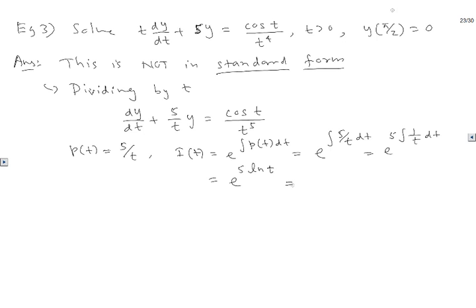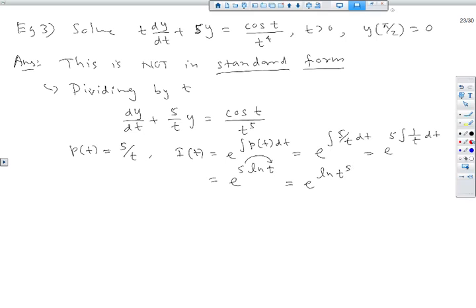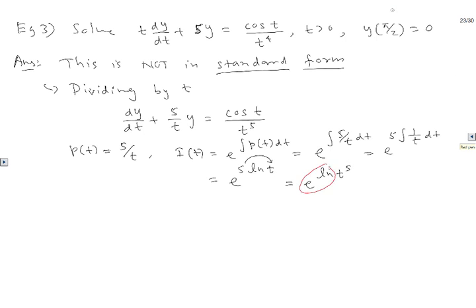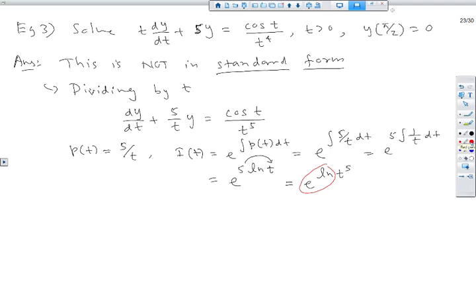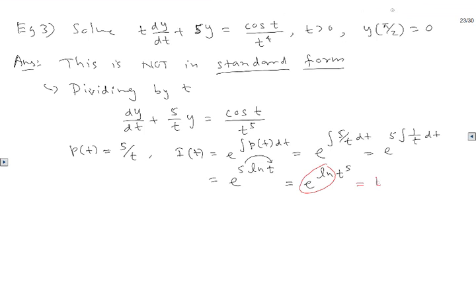So you can bring 5 inside as a power. So if you do that, it's e to the ln t to the 5. And after we do that, we're going to use one of the college algebra results, which says that this can cancel out. So you end up getting t to the 5.